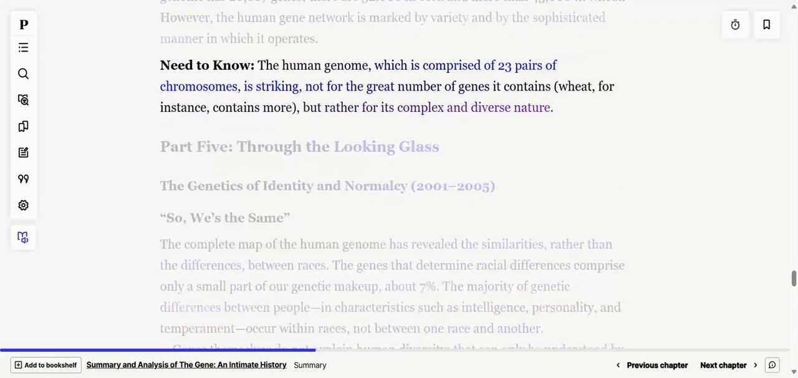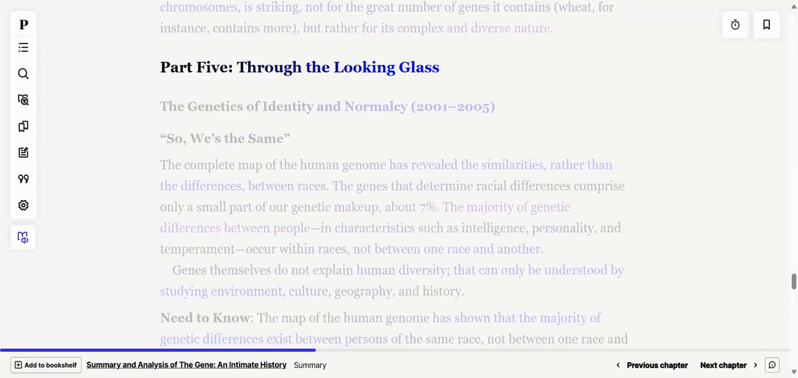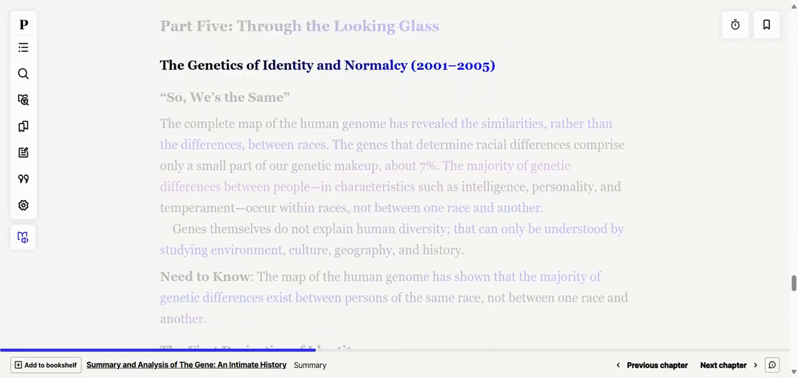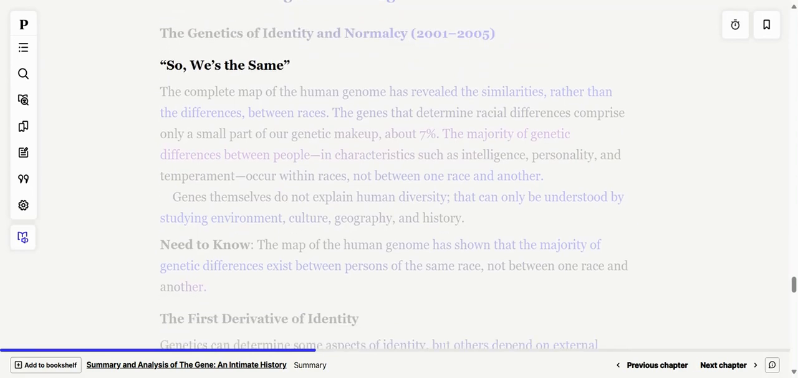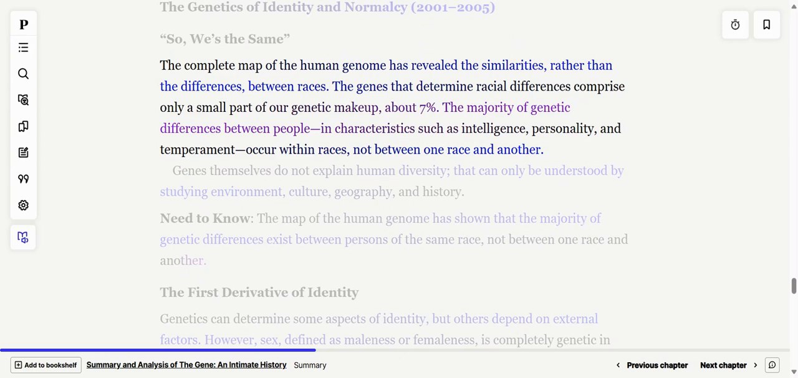We're all the same. The complete map of the human genome has revealed the similarities, rather than the differences, between races. The genes that determine racial differences comprise only a small part of our genetic makeup, about 7%. The majority of genetic differences between people, in characteristics such as intelligence, personality, and temperament, occur within races, not between one race and another. Genes themselves do not explain human diversity, that can only be understood by studying environment, culture, geography, and history. Need to know: the map of the human genome has shown that the majority of genetic differences exist between persons of the same race, not between one race and another.